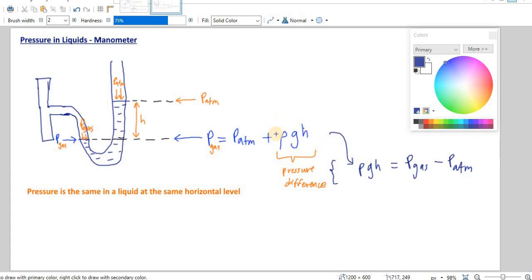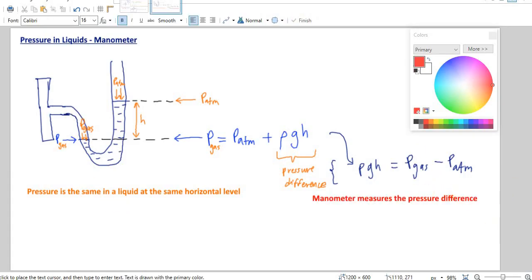So if you make this the subject of the equation, you can see that that is equal to the pressure of the gas minus the pressure of the atmosphere. So this is the pressure difference. So we can basically say manometer measures the pressure difference. I will write that also. Okay, so I wrote it here, manometer measures the pressure difference.